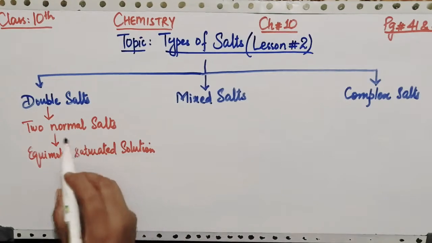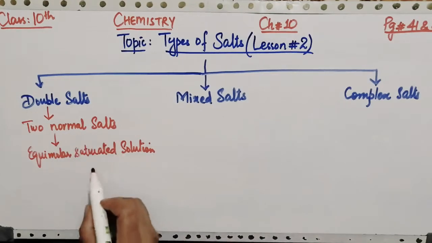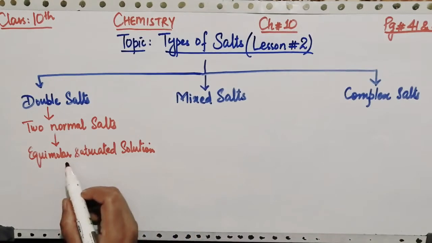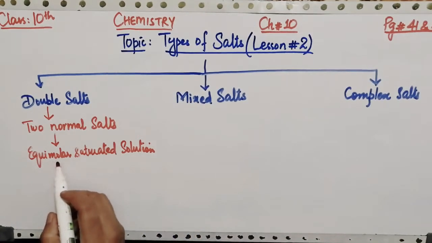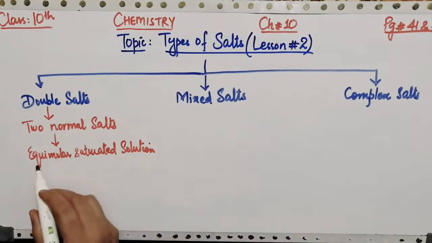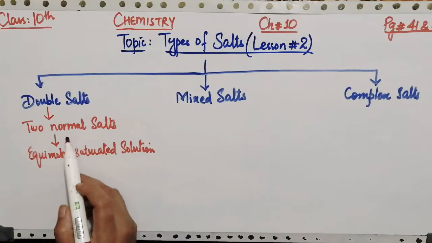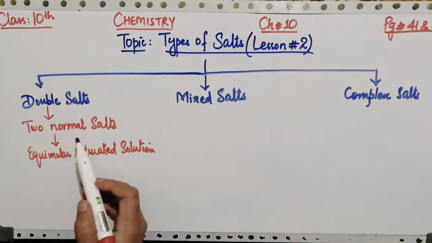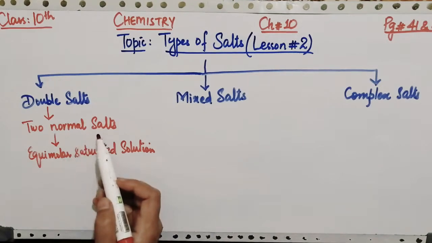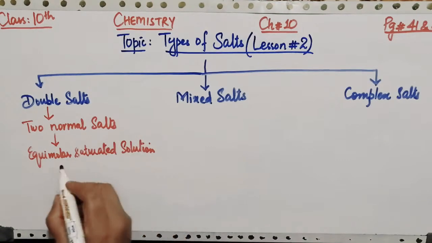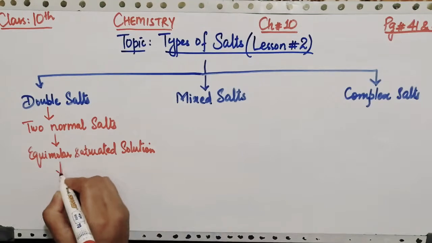So जब दोनों नॉर्मल सॉल्ट्स का हम सैचुरेटेड सॉल्यूशन इस तरह से तैयार करें कि जिसमें दोनों की अमाउंट या मोलैरिटी या उनका जो मोलर सॉल्यूशन हम तैयार कर रहे हैं वो इक्वी यानी बराबर हो, इक्वल हो. अगर हम 2 मोलर सॉल्यूशन किसी एक सॉल्ट का ले रहे हैं तो दूसरे सॉल्ट का भी हमें 2 मोलर ही लेना पड़ेगा. सो इक्वी मोलर सैचुरेटेड सॉल्यूशन को हमने क्रिस्टलाइज करना है.